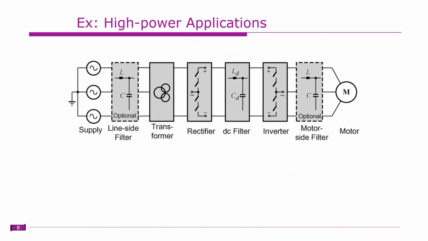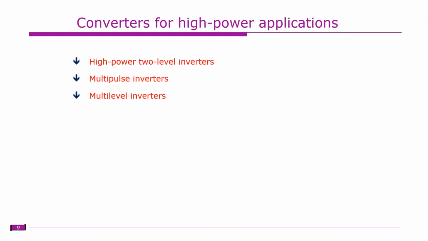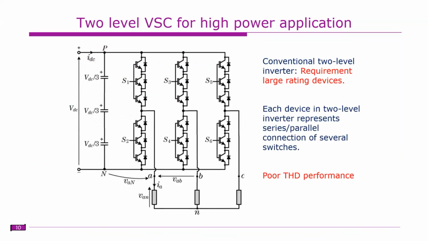So why exactly do we use these multipulse inverters or multi-level inverters? The first thing is to increase the power levels. Why do we need to increase the power levels? For example, if you want to drive a large motor in the range of 100 kilowatt or 1 MVA, and you use a two-level inverter, how will it be in the case of large machines?